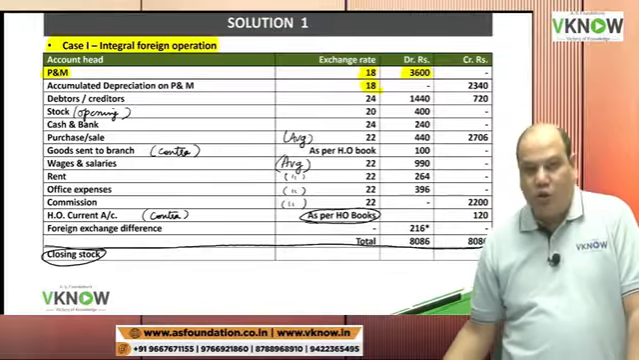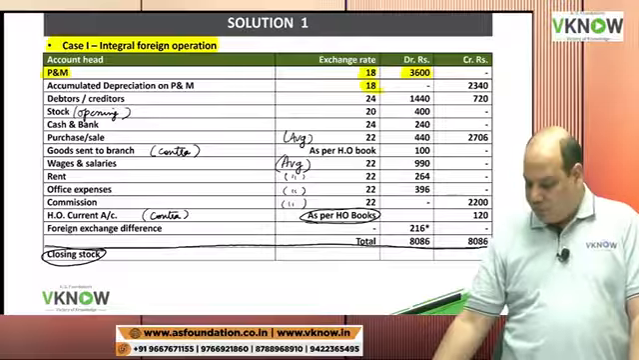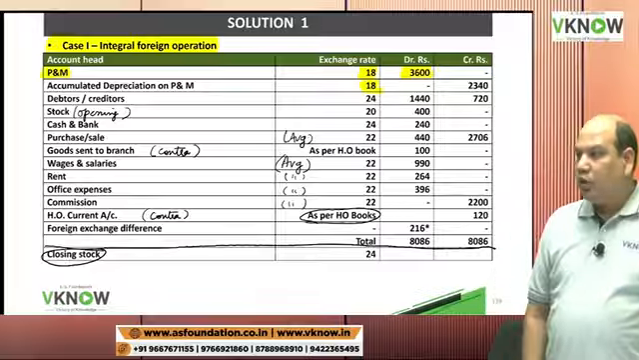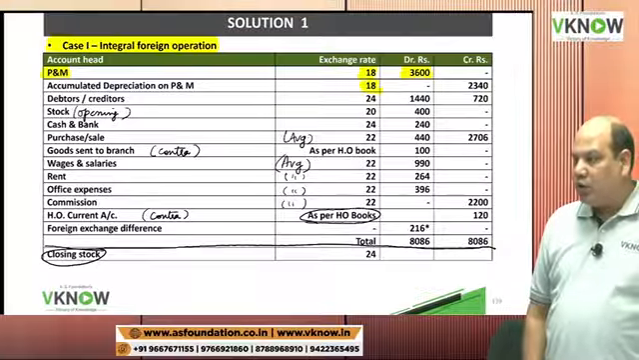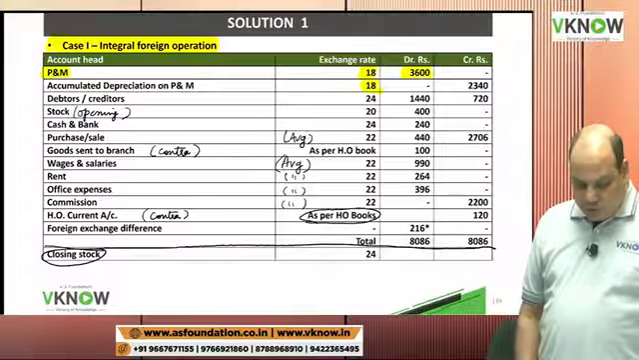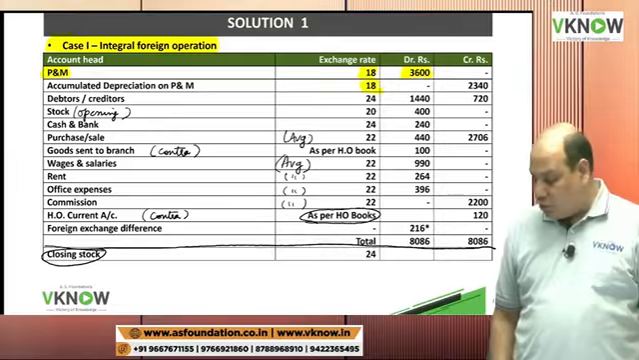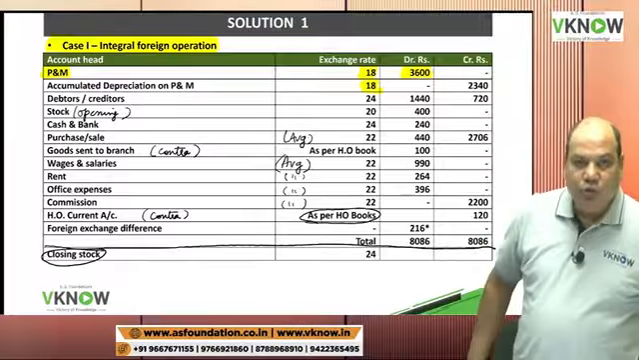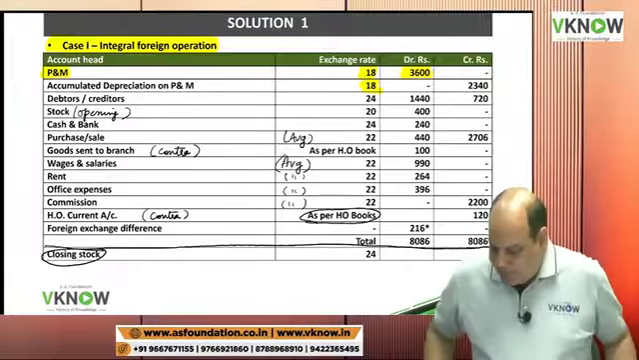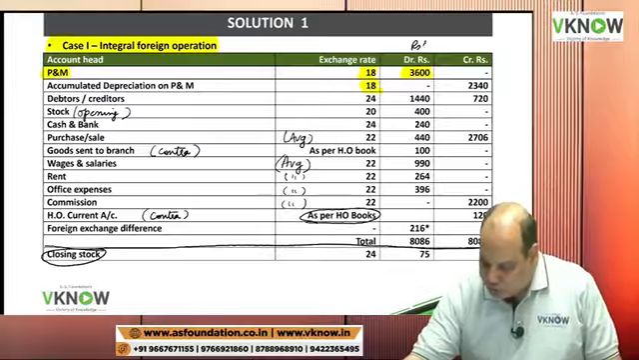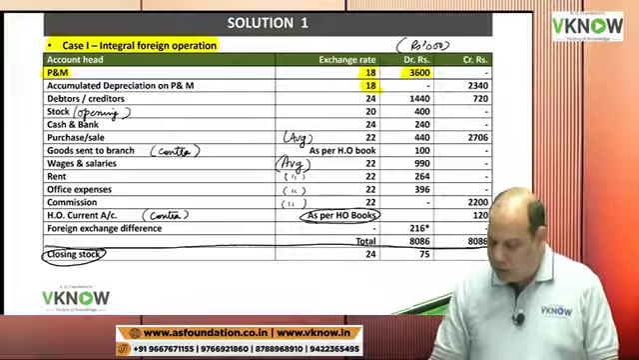Closing stock will come below the trial balance in the information. Closing stock will be valued at the closing rate 24. Then we will say there is a closing stock of how much? 3125. 3125 into 24. You are writing in thousand, so 75. At the top, write down rupees in thousand. I think it is written in your book.